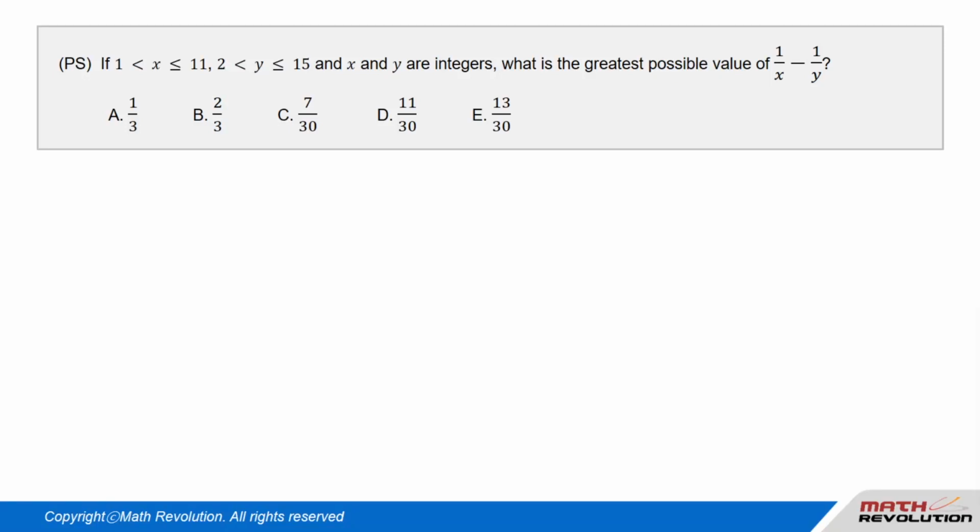Question. If 1 is smaller than x, which is smaller or equal to 11, 2 is smaller than y, which is smaller or equal to 15, and x and y are integers, what is the greatest possible value of 1 over x minus 1 over y?